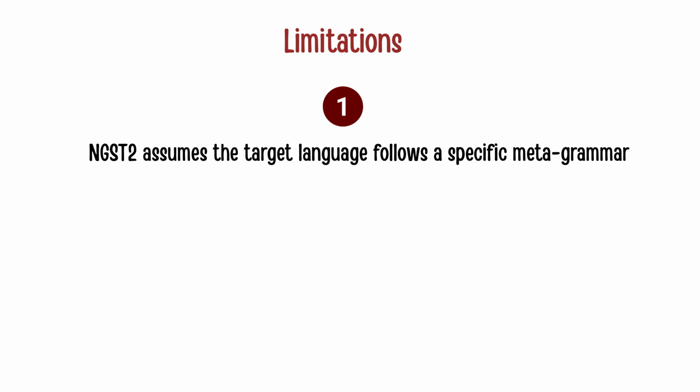Before we wrap up, let's briefly look at the limitations of this work. The first limitation is that NGST2 assumes the target language follows a specific metagrammar. While this could theoretically restrict the kinds of languages it can support, the authors found that this grammar was expressive enough to represent all the functional APIs they experimented with, including Java streams and Python's functional constructs.